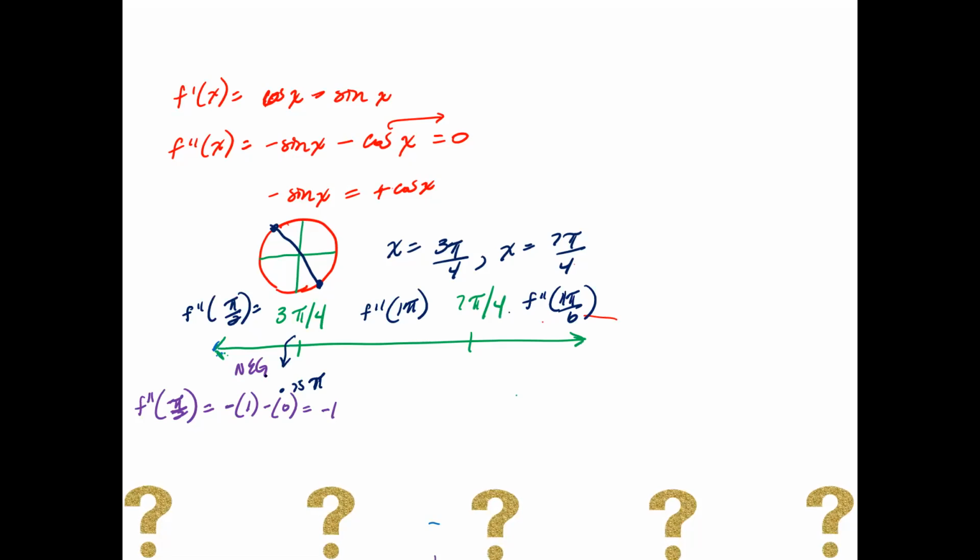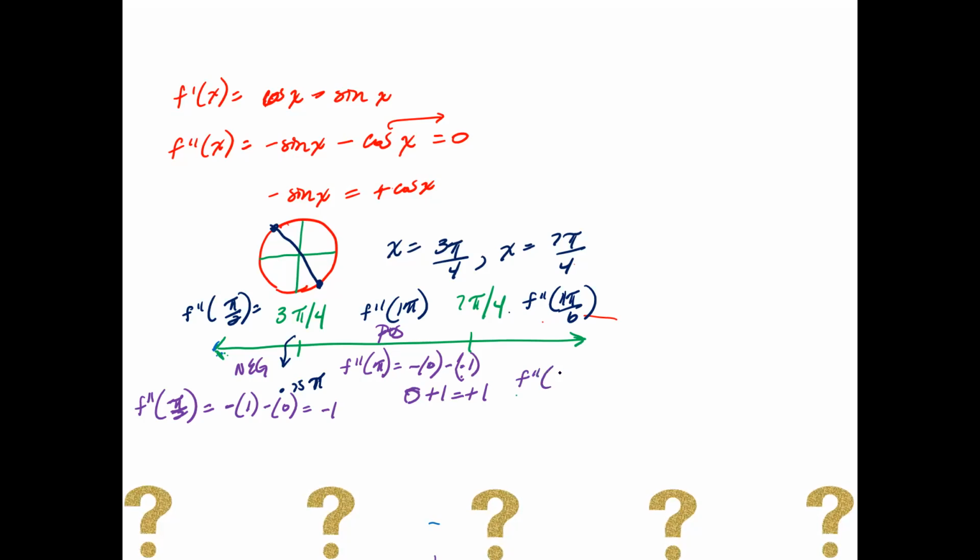Okay? And if I take a look over here, I will do the same thing, f double prime of pi. So negative sine pi is going to give you a 0. And then minus, if you do a negative cosine pi, that's going to give you a negative 1. So then double negative makes it a positive. So it'll be 0 plus 1, which is a positive 1. So in between, this part is going to be a positive.